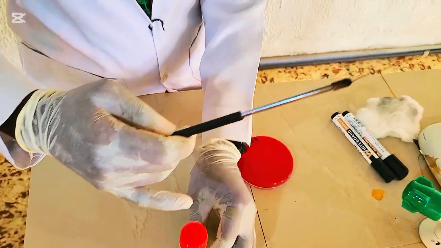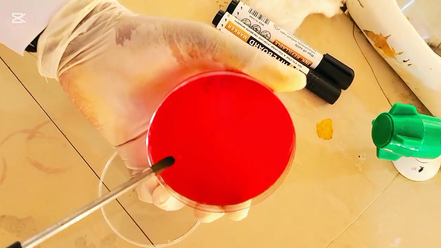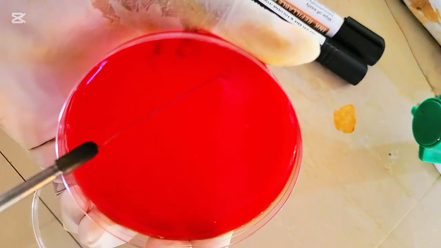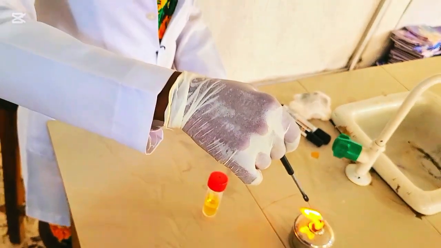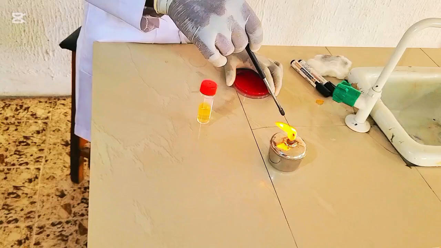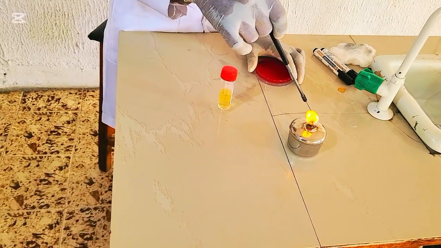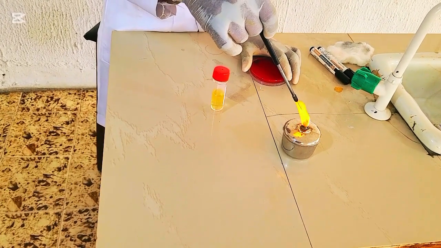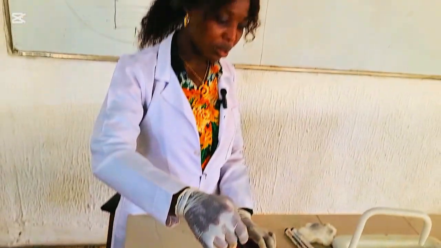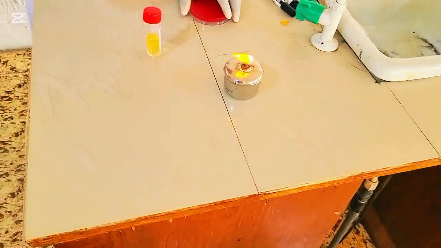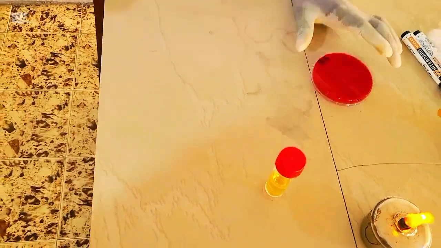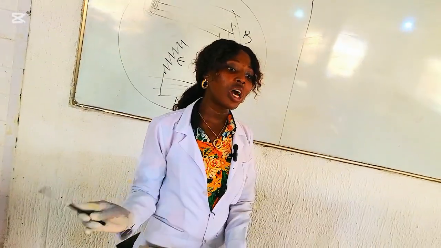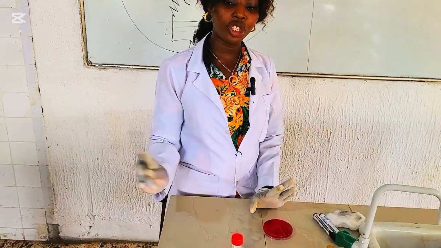Then you cork. Then you make a well of the inoculum, just like I told you. So this is a well of the inoculum. Then we flame red hot again. Then we'll cool. We'll cool again. All we're trying to do now is to reduce the bacterial population.